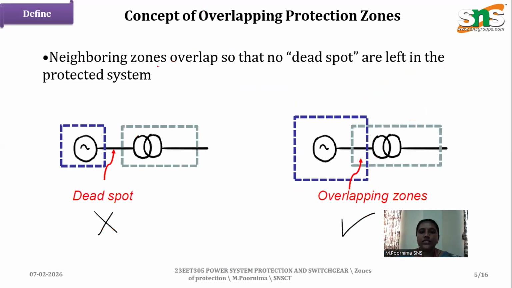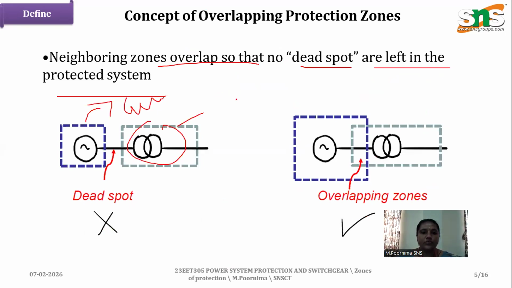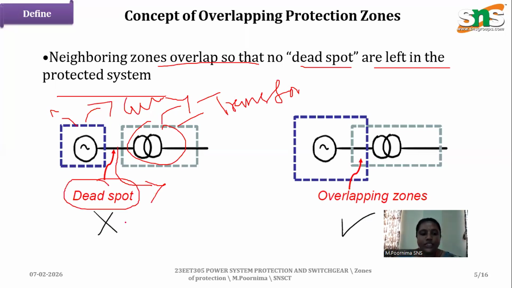Here the neighboring zones overlap so that no dead points are left in the protective zone. Here we can see a generator and a transformer. The generator is protected separately, and the transformer is protected separately. But here we have a particular transmission line which is not protected. That is a dead spot. Even if any fault occurs here, it can damage both the generator and the transformer.